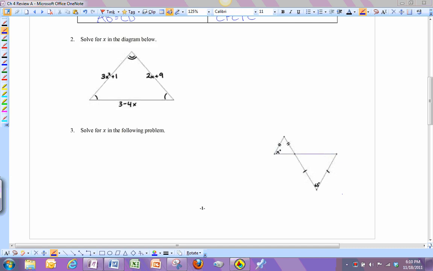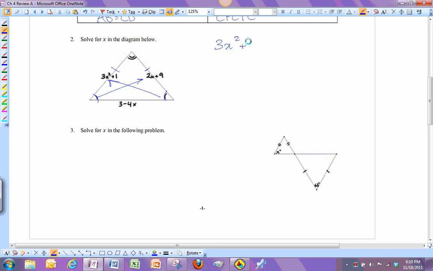Okay, so let's look at Chapter 4, Review A, problem number 2, and we'll also do 3 in this video. In this one, we know that we have two angles here that are the same, this one and this one, and then the angle on top is different. So this is definitely an isosceles triangle. The isosceles triangle theorem tells us that if this angle goes with this side, this angle goes with that side. Since these two angles are the same, the sides opposite them must be congruent.